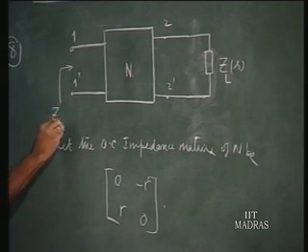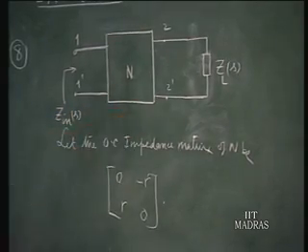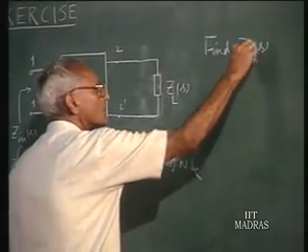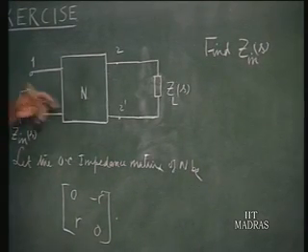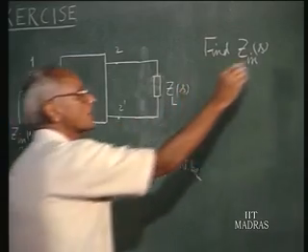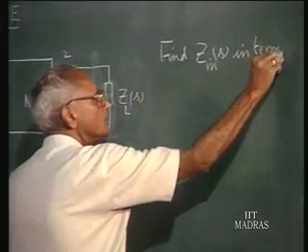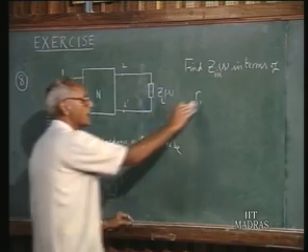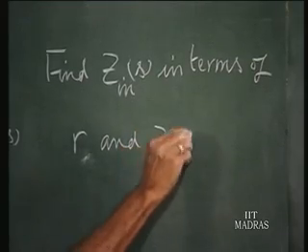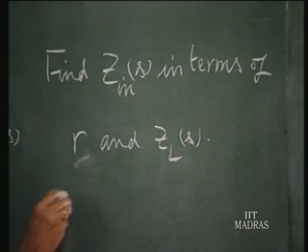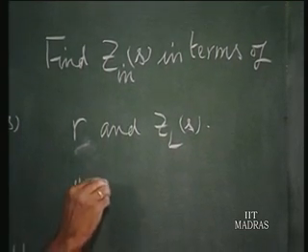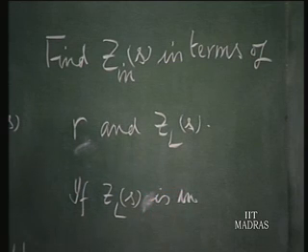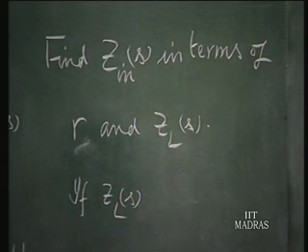Now, if you measure the input impedance here Zin(s) with this load termination, find Z input(s), that is the input seen at port 1 when port 2 is terminated in ZL(s), in terms of this R which forms a component in this matrix and ZL(s). If ZL(s) is the impedance, suppose ZL(s) is taken to be a capacitor, that means 1 over Cs.